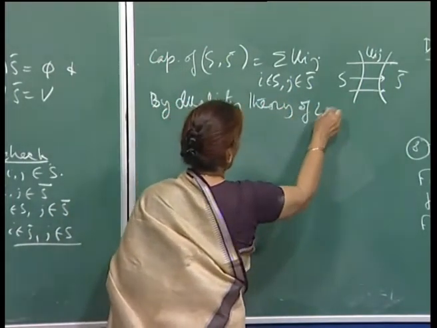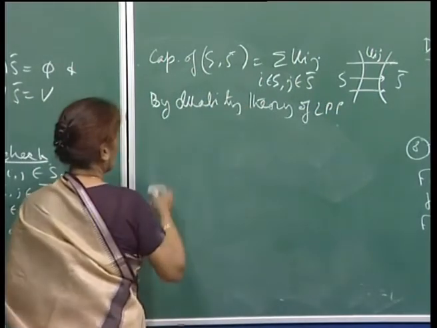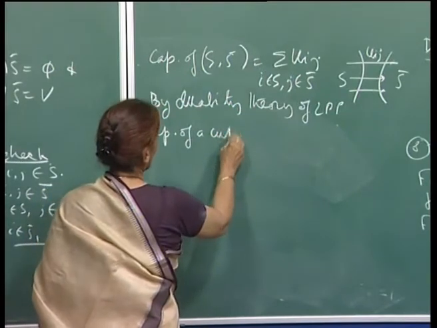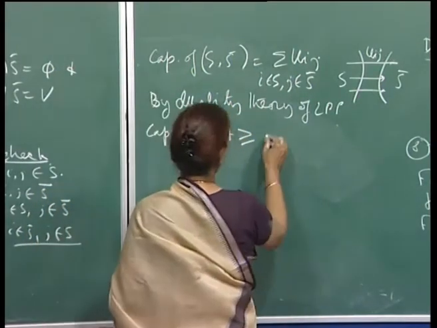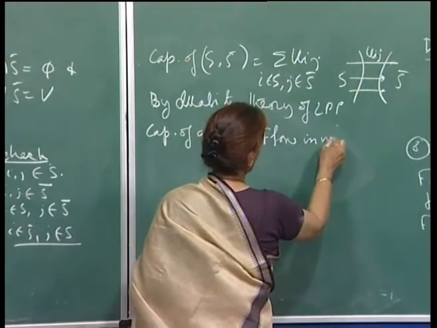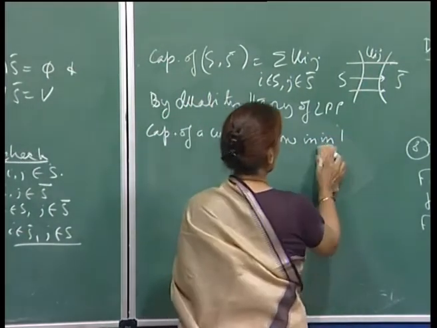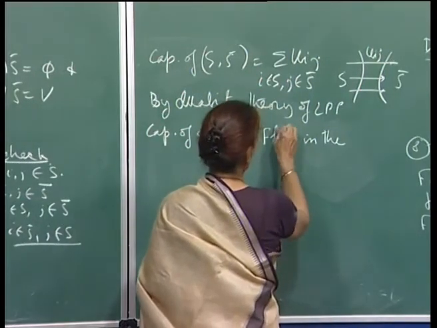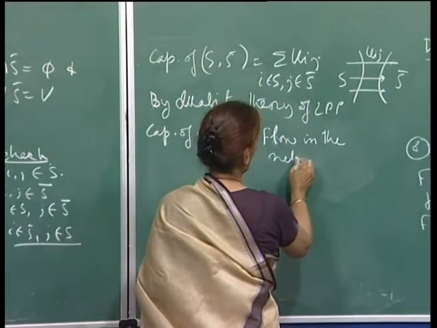And by duality theory of LPP, you have that the capacity of a cut is greater than or equal to the flow in the network.